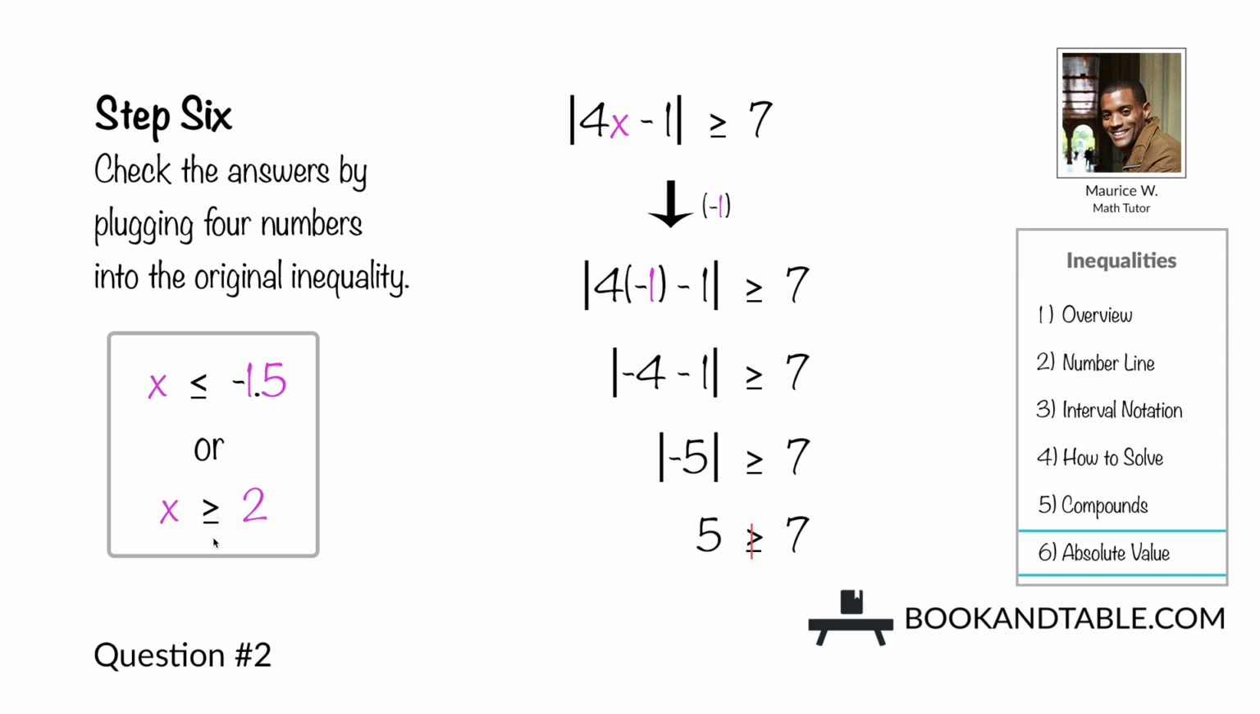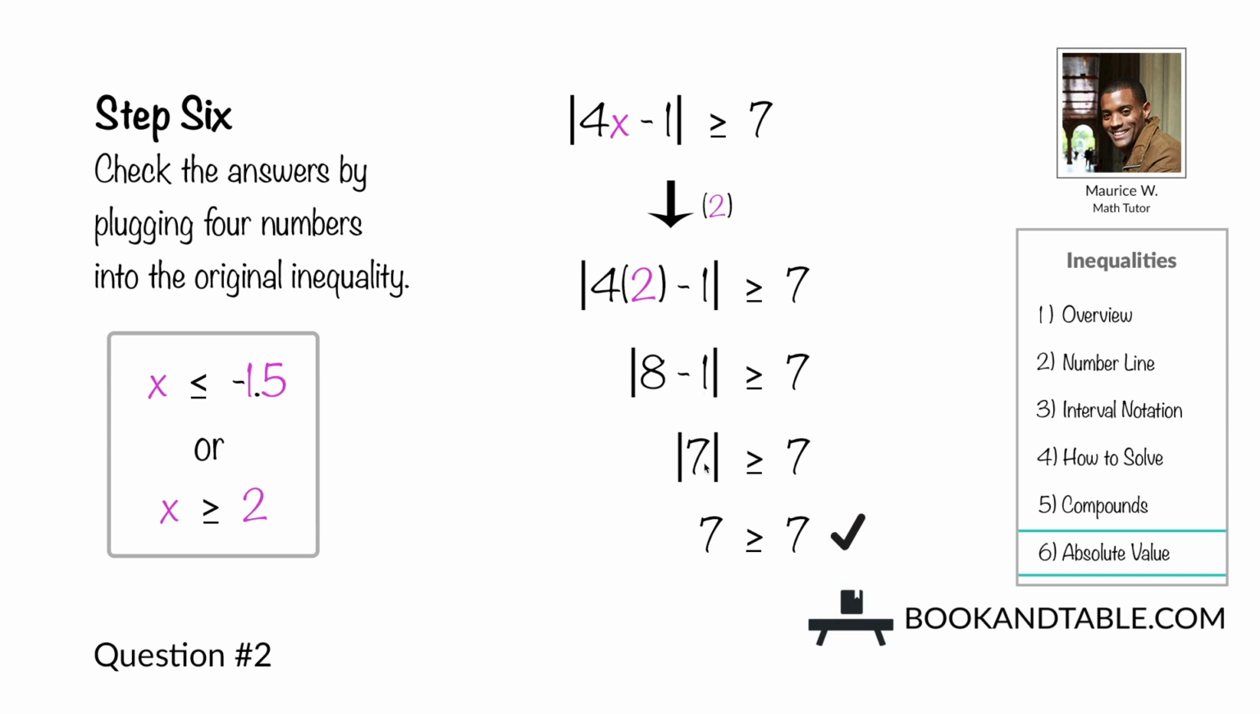And now we want to test x is greater than or equal to 2. So we'll plug in 1 to make sure that does not work. And then we'll plug in 2 to make sure that does work. When we plug in 1 for x, we get 4 times 1, which is 4. 4 minus 1 is 3. And the absolute value of 3 is 3, giving us the false statement, 3 is greater than or equal to 7.